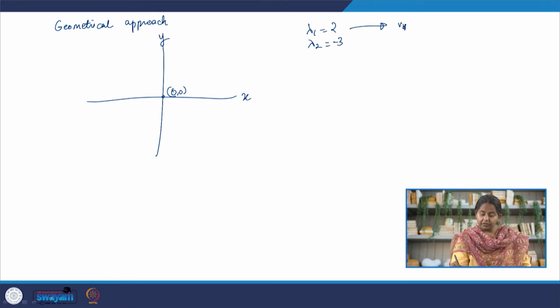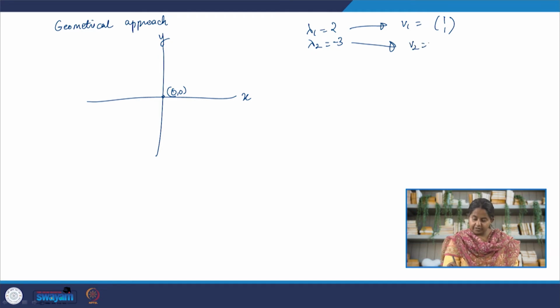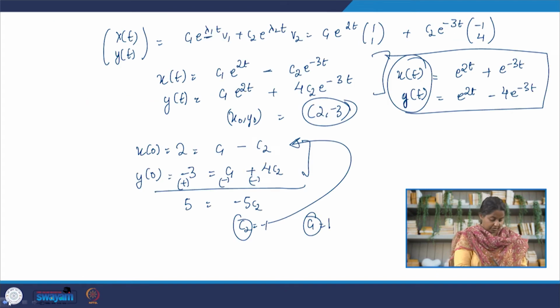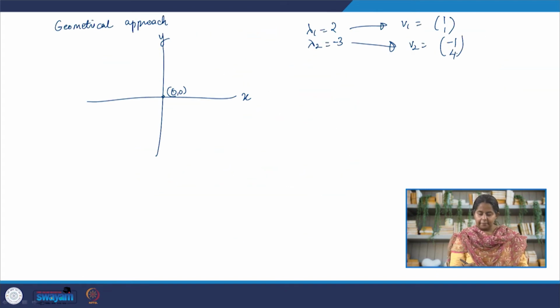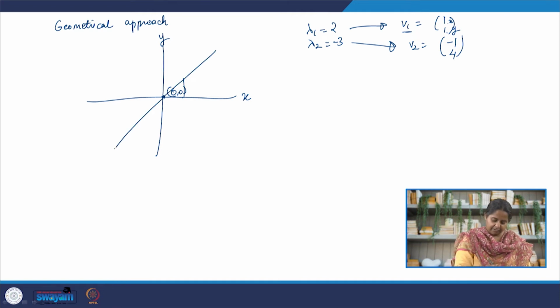So the eigenvector corresponding to eigenvalue 1 is 1, 1. The eigenvector corresponding to eigenvalue 2 is given by this: minus 1, 4, perfect. Okay, so let's plot eigenvector 1 first. It is 1, 1. So this is the trick here. Move 1 unit in x direction and 1 unit in y direction, and then connect these two. This is your eigenvector 1.